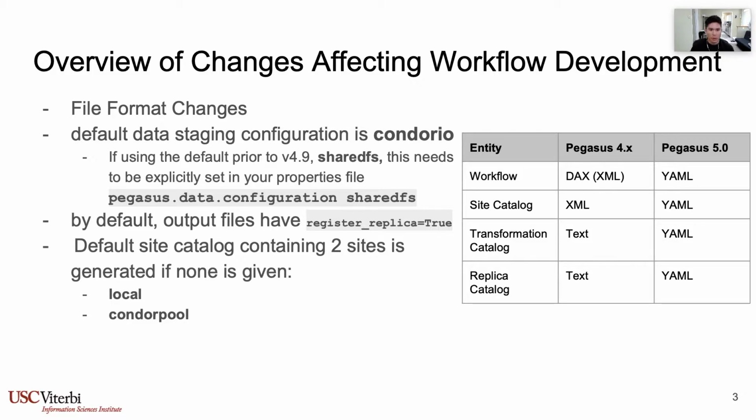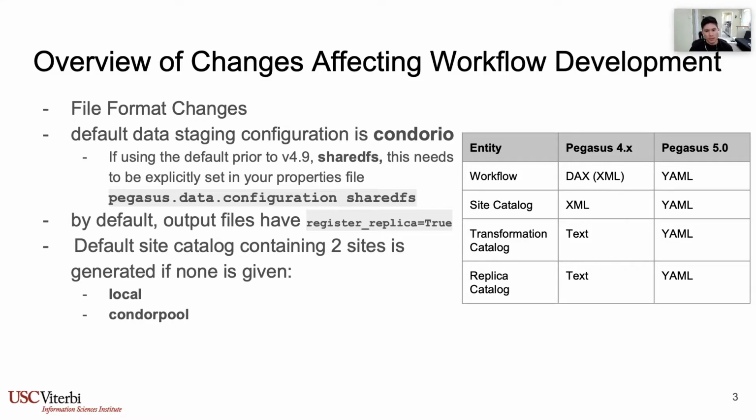First I want to go over an overview of changes that directly affect your workflow development. The first one is our file format changes. In Pegasus 4.x, we had these file formats right here for our workflow, site catalog, transformation catalog, and replica catalog. These are now being moved over to YAML.